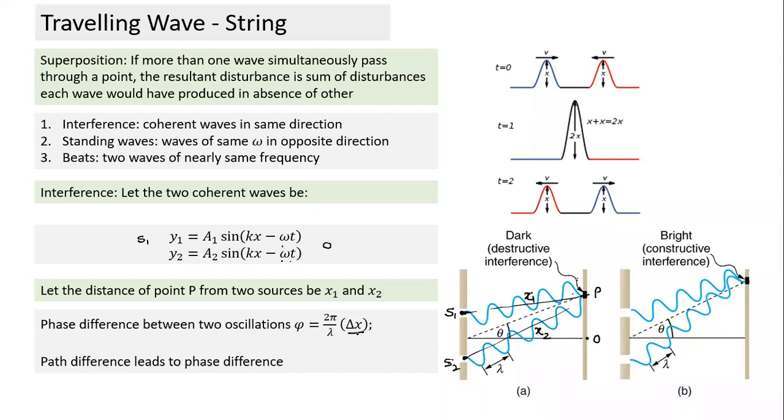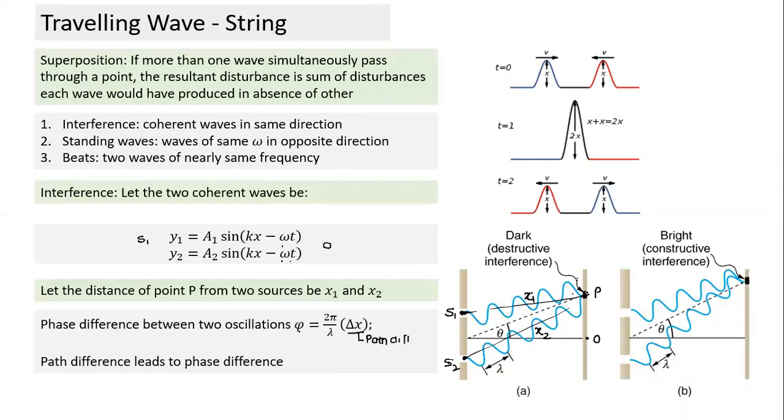Delta x we call the path difference. The difference is path difference, and the k term is 2 pi by lambda. So this is how this phase difference is related to path difference, and this is what we have done in the case of wave optics also. So path difference leads to phase difference.